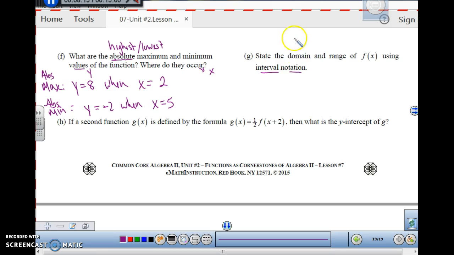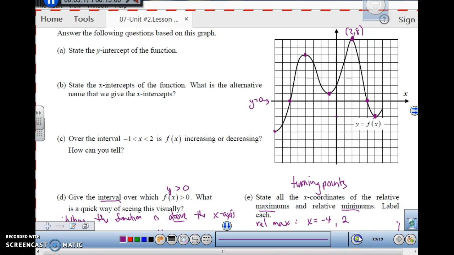Okay, so the domain, remember, is the x values, the range is the y values. So let's take a look at our graph. For the domain, what is your lowest x value? Now remember, domain goes to the left and right. So I'm going to highlight the lowest x value that hits the graph, which would be right here. The highest domain, following the x-axis along, would be right here.